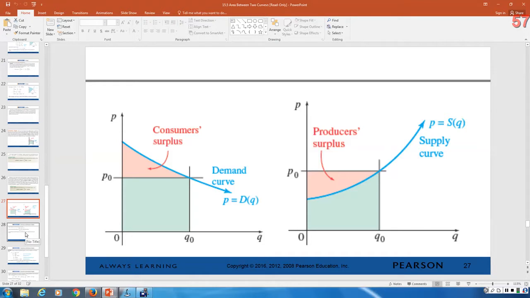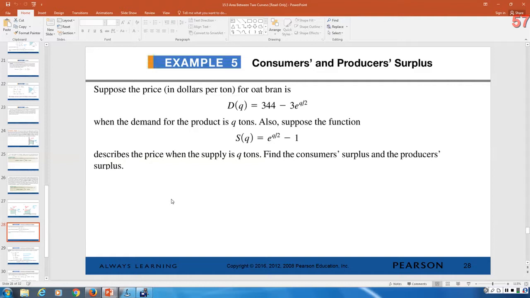And the best way to figure this out is to actually do a problem, so that's what we're going to do. Suppose we've got the price in dollars per ton for oat bran. This is example five. The demand for Q is 344 minus 3 e raised to the Q over 2 power, which I would immediately call 0.5 Q because I don't want to have to deal with fractions. And that's the demand when you have Q tons. And the function S of Q is equal to e to the Q over 2 minus 1, the price when the supply is Q tons. So find the consumer surplus and the producer surplus. That's our goal.